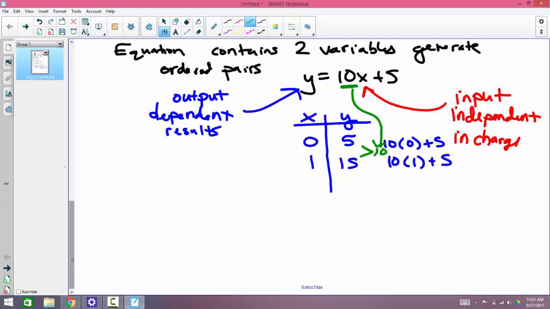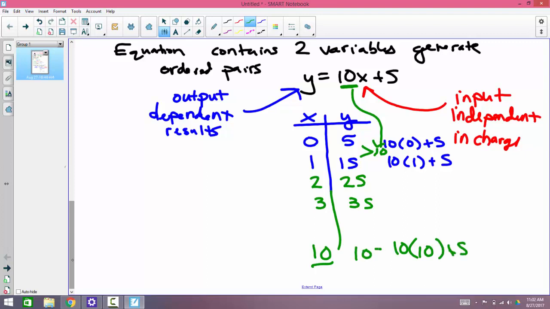So at some point, you don't even need to plug these in. You could just know that 2 is 25 and 3 is 35. Now let's say you needed to figure out 10. It's probably going to be quicker to plug it in than to go all the way down to 10. So 10 times this number 10, because we're putting that in for x, plus 5 is 105.